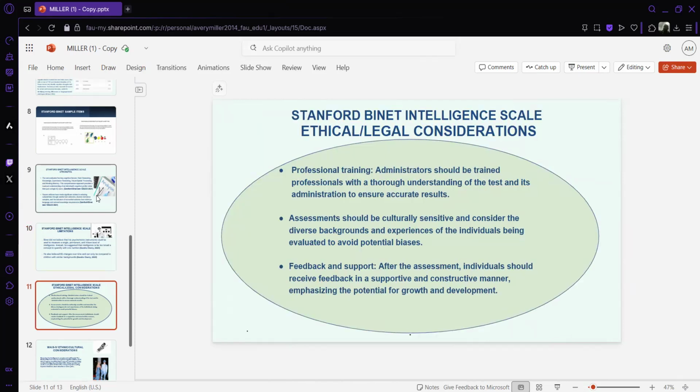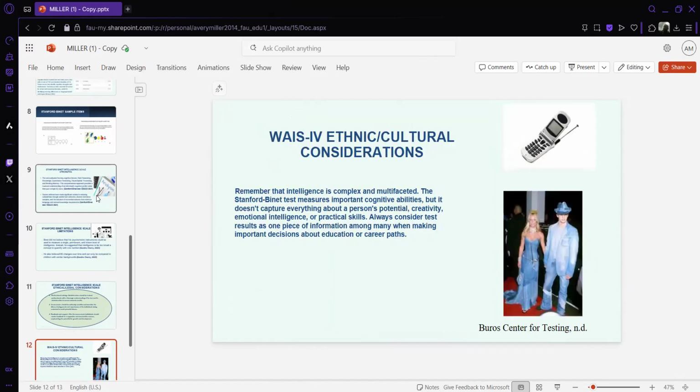Right. Ethical and legal considerations. Professional training: administrators should be trained professionals with a thorough understanding of the test and its administration to ensure accurate results. Assessment should be culturally sensitive and consider the diverse backgrounds and experiences of the individuals being evaluated to avoid potential biases. Feedback and support, as we spoke about earlier: after the assessment, individuals should receive feedback in a supportive, constructive manner, emphasizing the potential for growth and development.